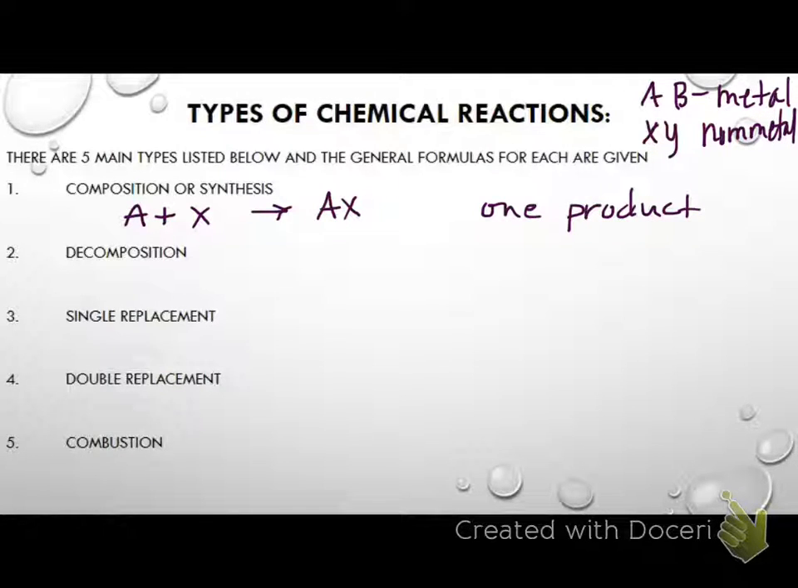So if a composition has 2 things and it's making one thing, what do you think a decomposition is? It's exactly the opposite. Now we're going to decompose it. We start with one reactant and break it down into 2 simpler products. You would recognize decomposition by the fact that it has one reactant.